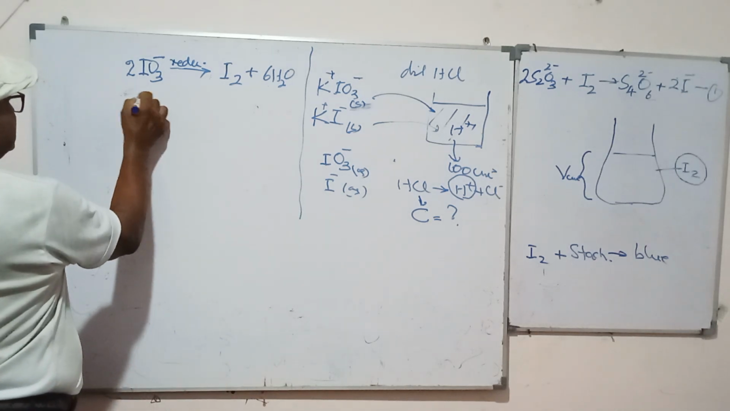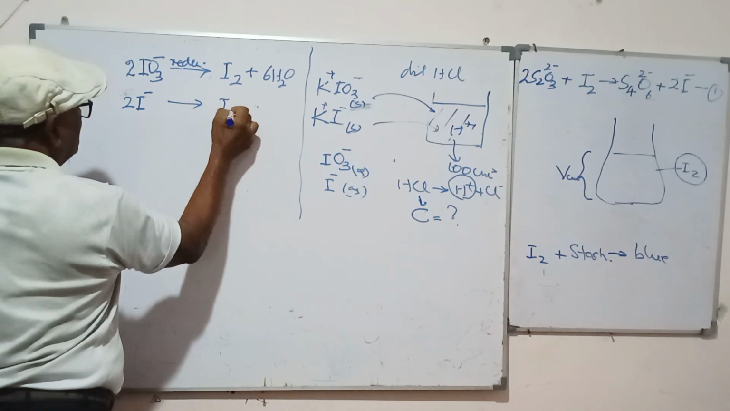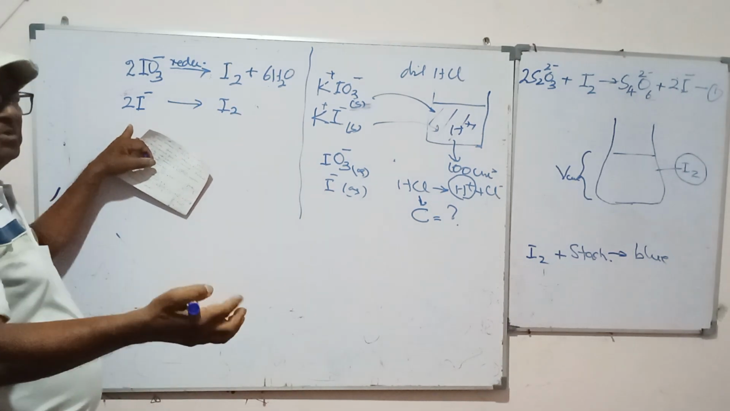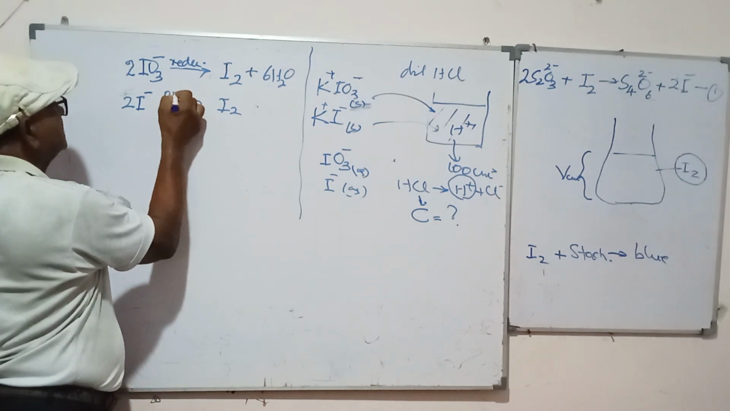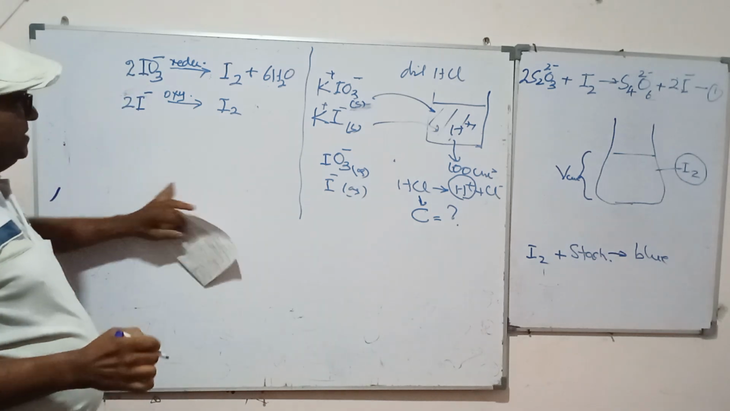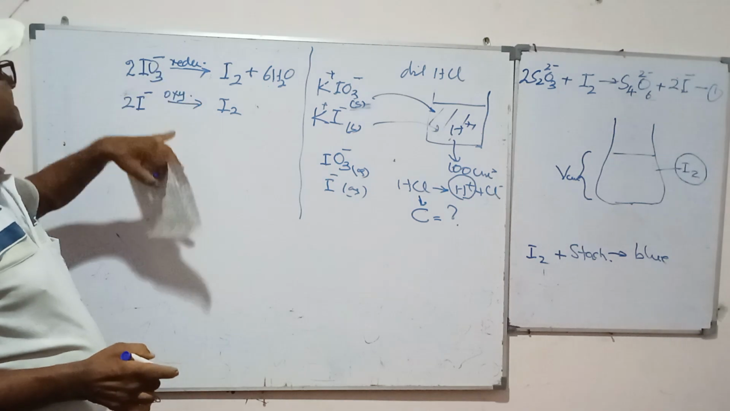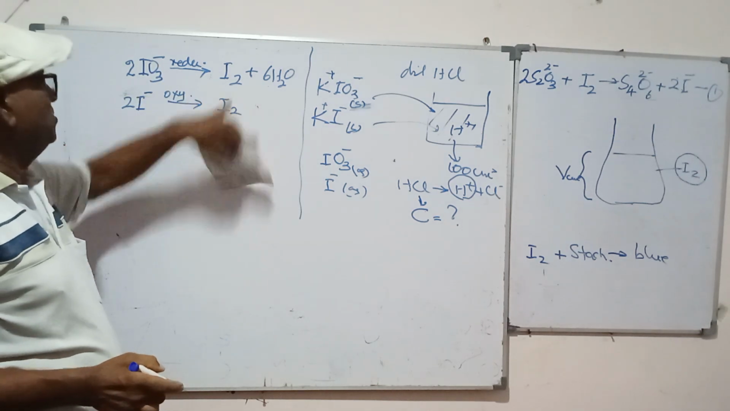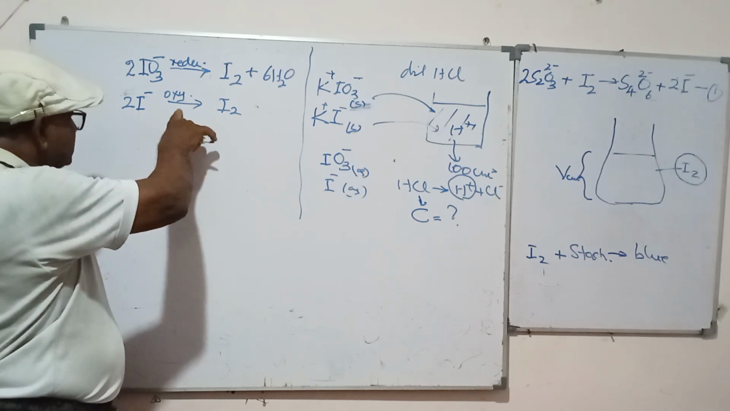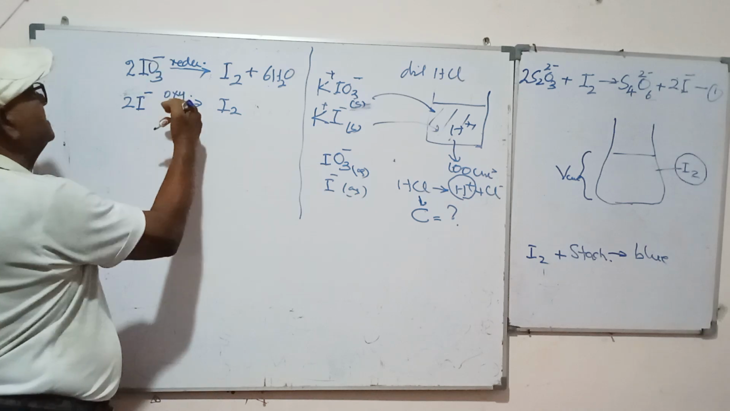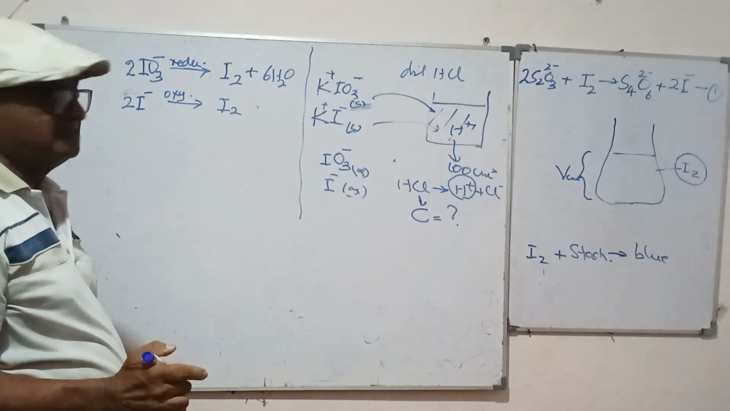Then I minus gives I2. Because I minus to I2 is minus 1 to 0, it undergoes oxidation. So it is clear that IO3 minus undergoes reduction to give I2. I minus also undergoes oxidation to give I2. Both give I2 to the solution. They react in an acidic medium.